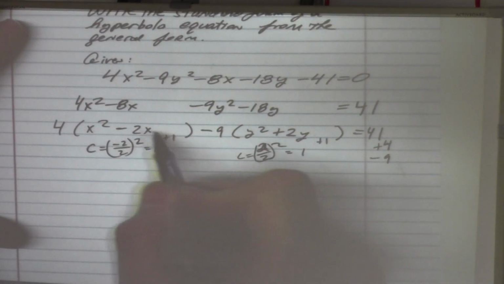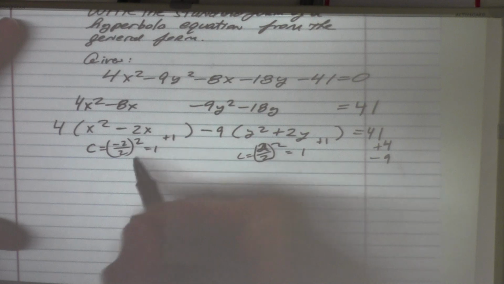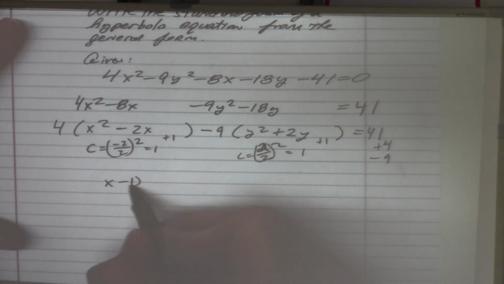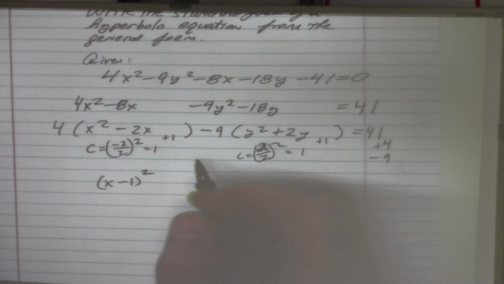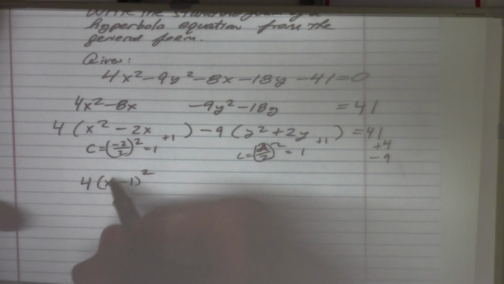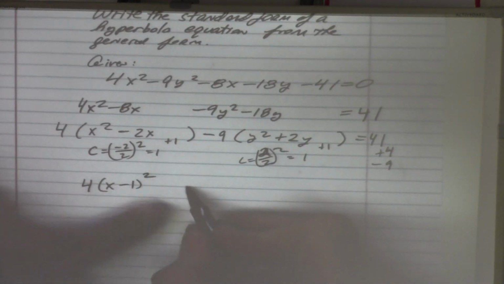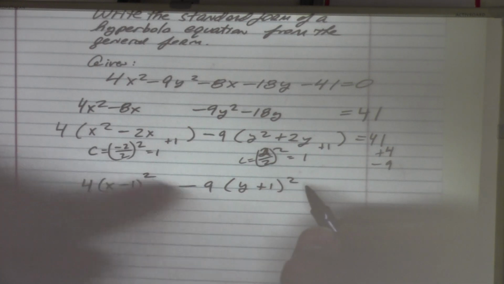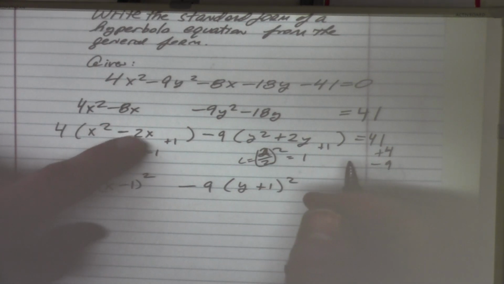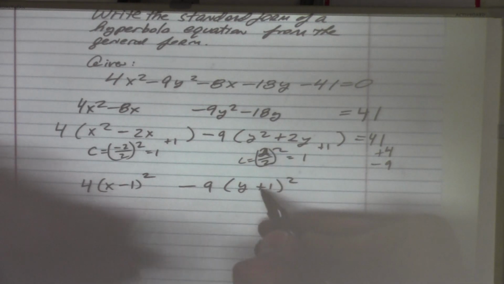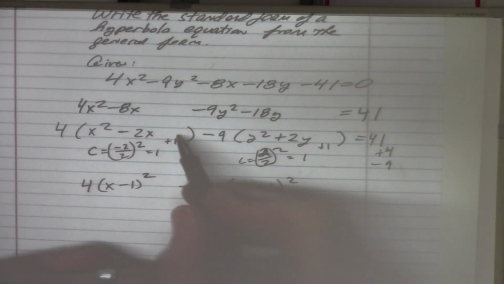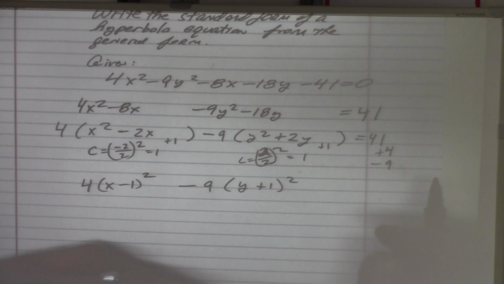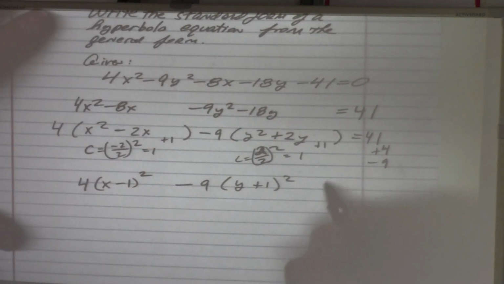This is a completed square, x squared minus 2x plus 1. That happens to be x minus 1 squared. And we have a 4, so it's 4 times x minus 1 squared, minus 9 times y plus 1 squared. Remember, we're taking half of the b and keeping the same sign. Plus, this is a trinomial square, and that's the factoring of it.